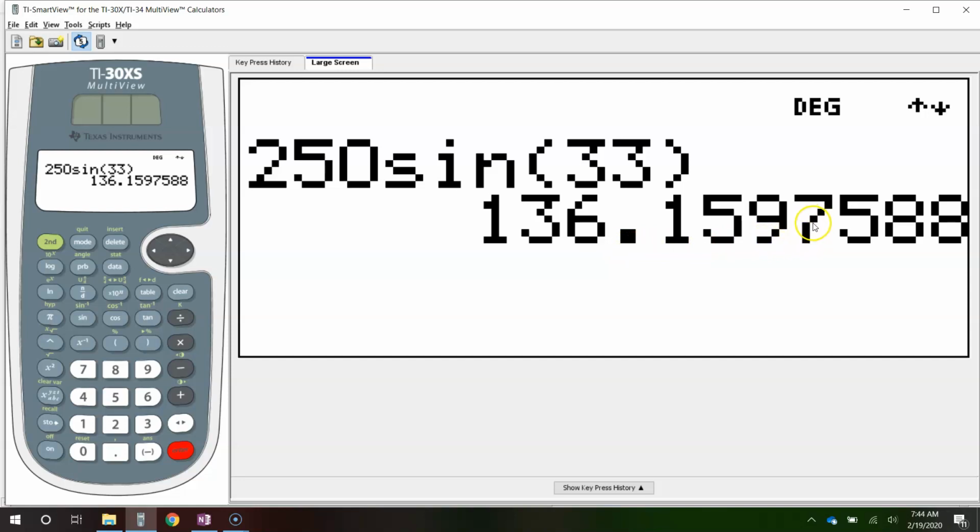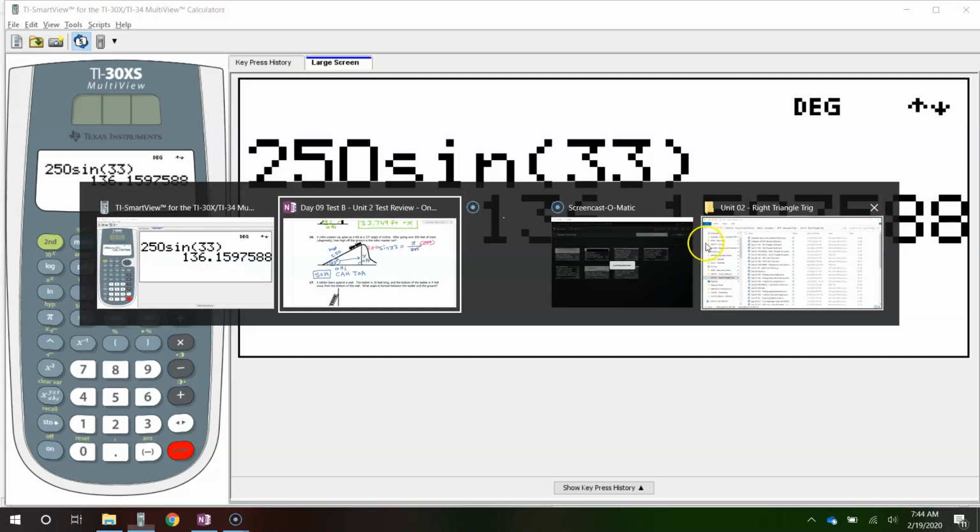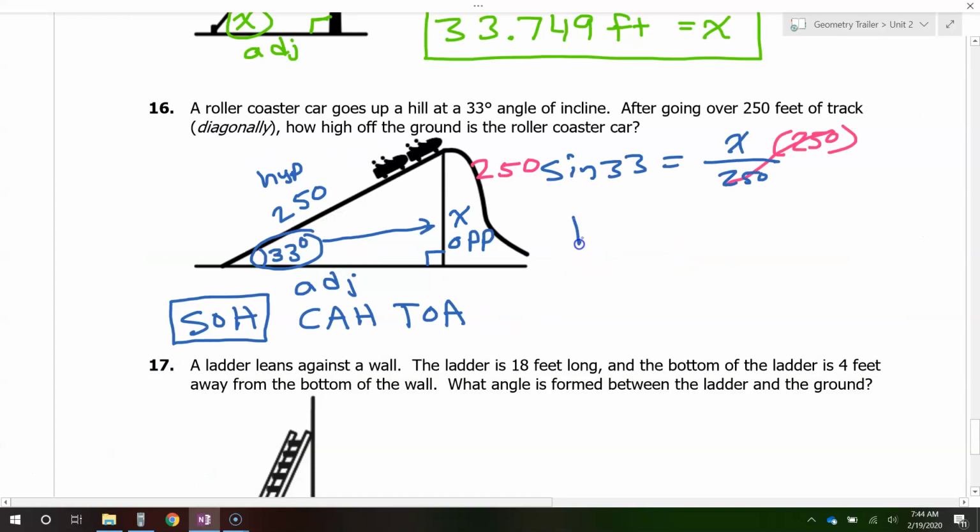136.159, but I have to round up. It's always tricky with a 9. Just look at this as 59. 59 rounds up to 60. So this will be 136.160. The units are in feet, so don't forget your units on a word problem.